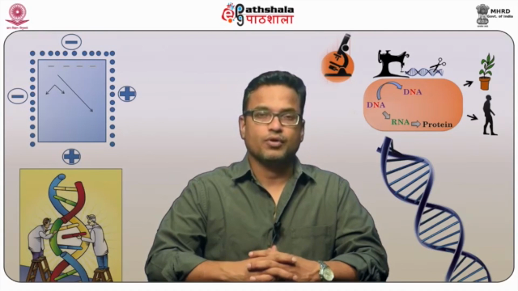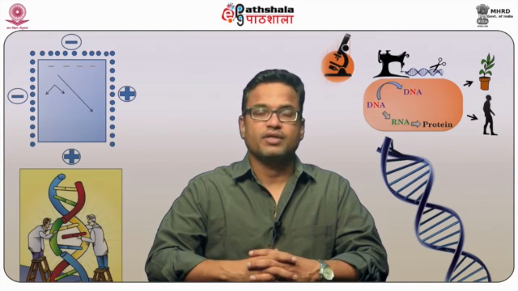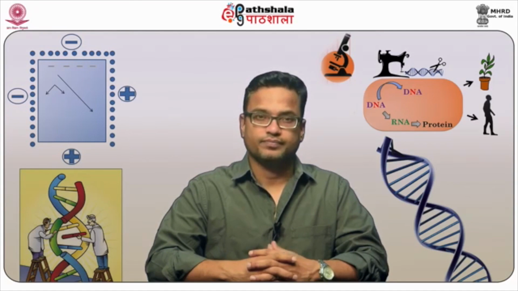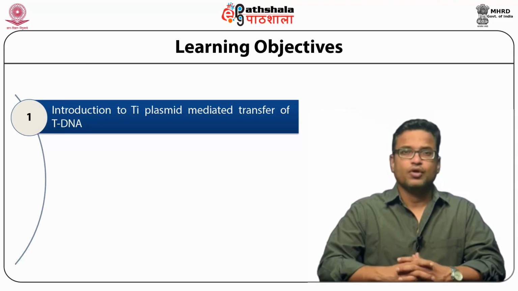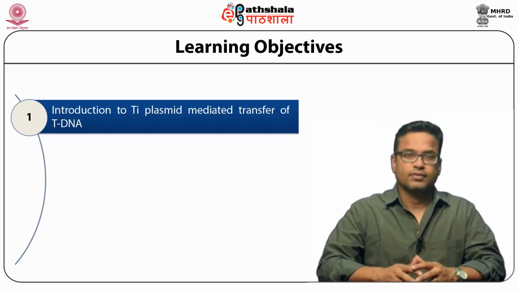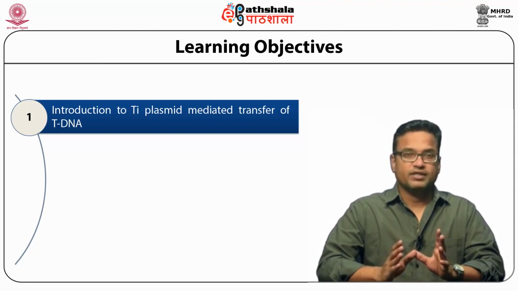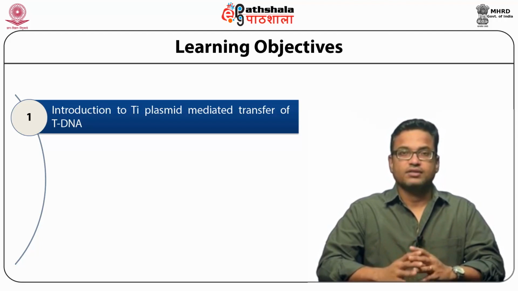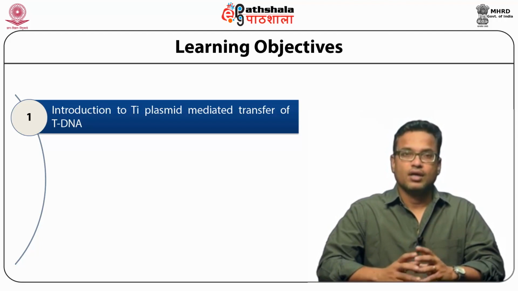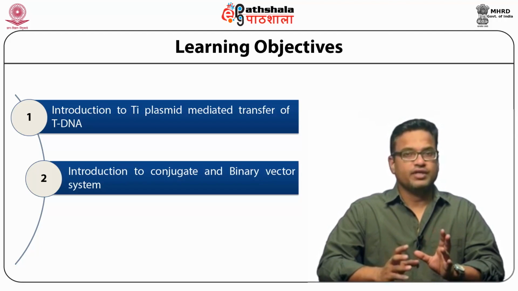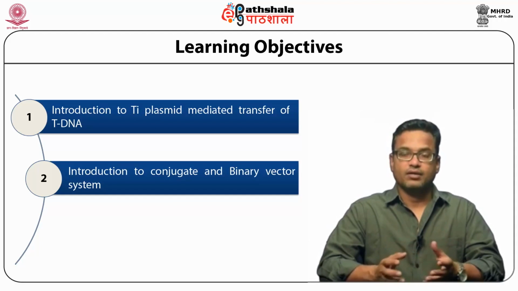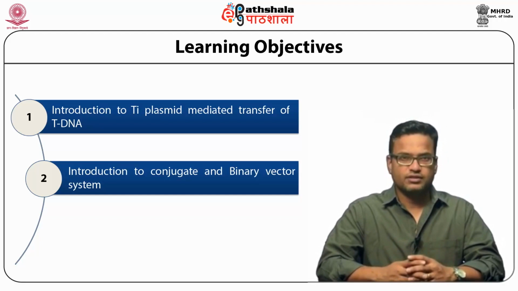Today we are going to talk on modules, binary conjugates, selection schemes under the paper Genetic Engineering and Recombinant DNA Technology Part 1. After completing this module, you would be able to understand the introduction to Ti plasmid mediated transfer of tDNA, through which Agrobacterium infects the plant cells and causes tumor formation. You will also learn how conjugate and binary vector systems are made and being utilized by researchers.